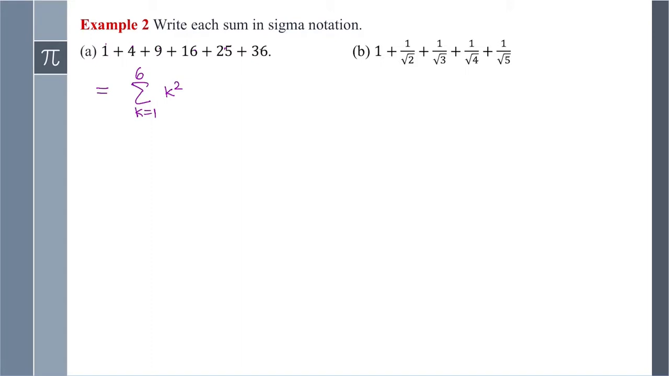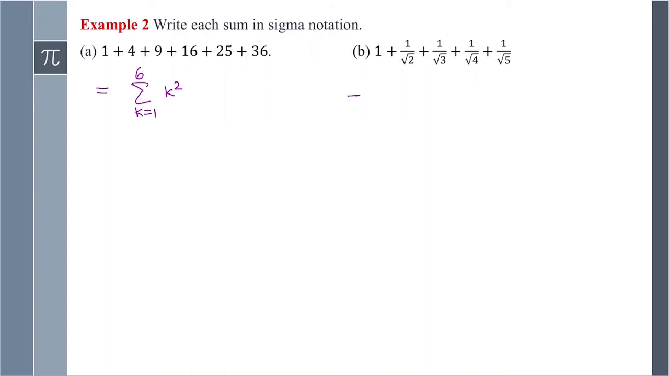Now when I plug in k equals 1, I get 1. When I plug in k equals 2, I get 4. k equals 3 gives 9, k equals 4 gives 16, k equals 5 gives 25, and k equals 6 gives 36. That's how we can rewrite that sum in sigma notation.